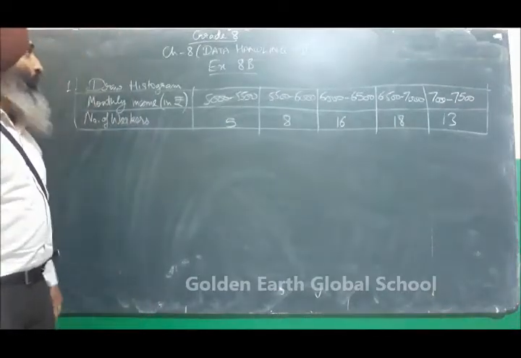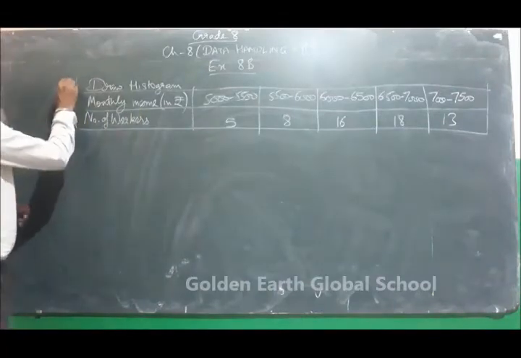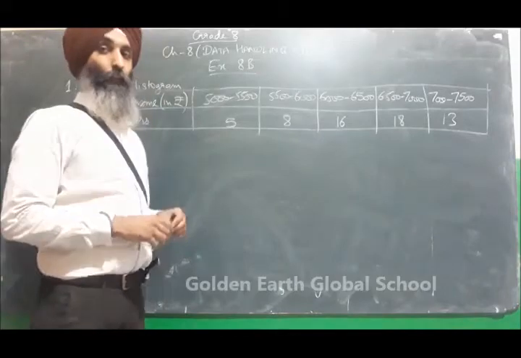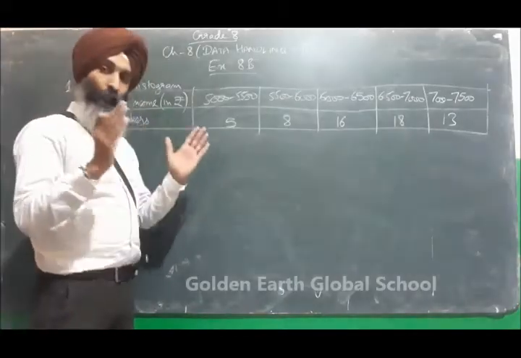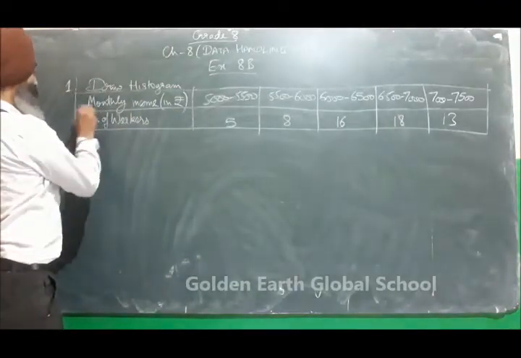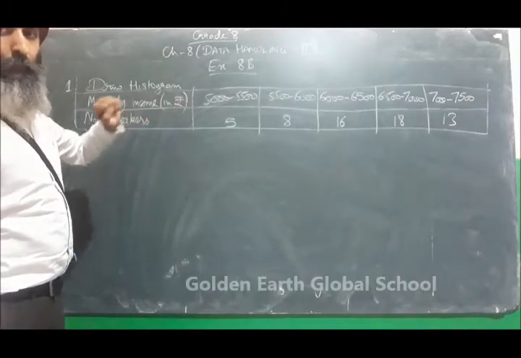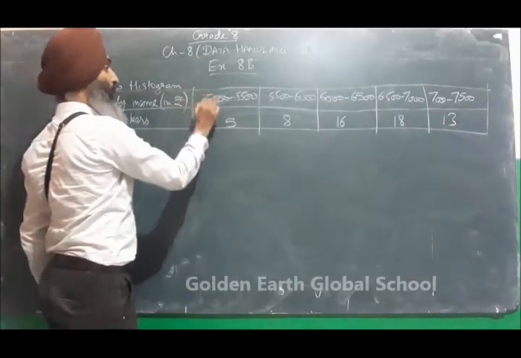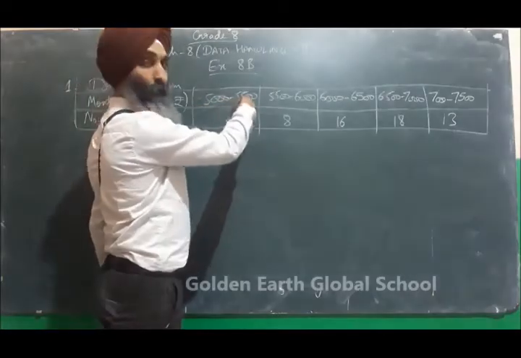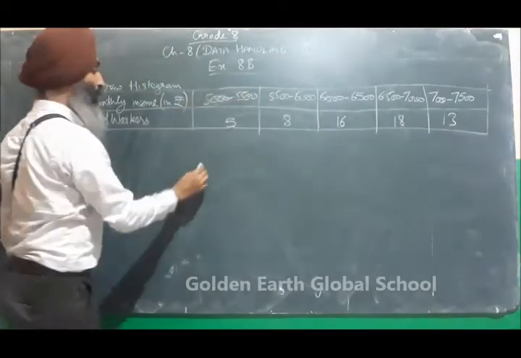Good morning, students. Now let us discuss the next exercise, 8b, in which the first question is to draw the histogram of this given data. Histogram means the rectangles are joined to each other. So what is the main point on which you have to decide whether to draw a histogram or a bar graph? In a histogram both are figures. See, 5000 to 5500, this is also a figure, this is also a figure. So in this you have to make a histogram.